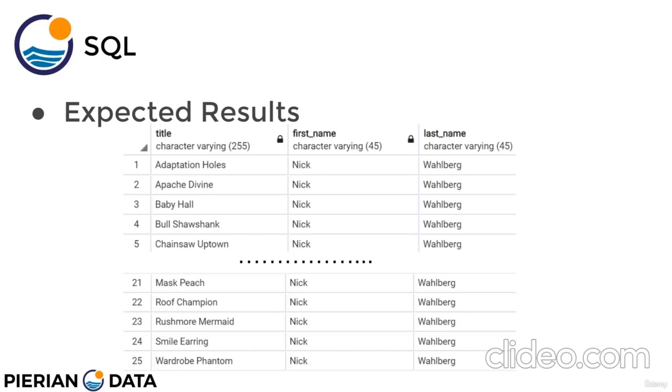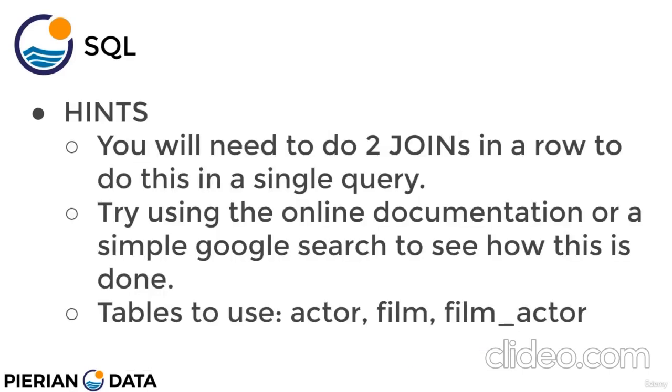So I really encourage you to pause the video and try your hardest to see if you can replicate this expected result table and get back the 25 movies that Nick Wahlberg has been in. Okay, so I hope you gave it your best shot. If you're still a little stuck, what we're going to do is give you some hints. So here are the hints.